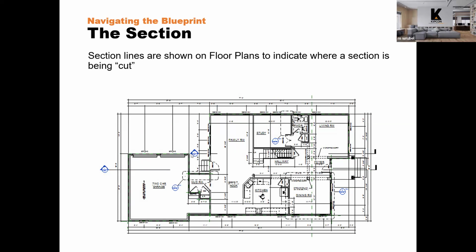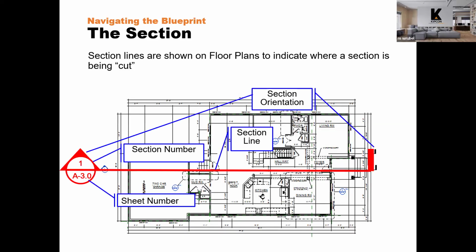Oftentimes, we show these, as I mentioned, the call outs that call out different details in the building plans. The section lines look very similar. But it cuts through the entire length of the building in a particular direction. So if you look at the left side, you'll see the arrow. And if you look at the right side, it's got kind of a little leg that sticks up. That shows you the direction that you're looking at in the section.